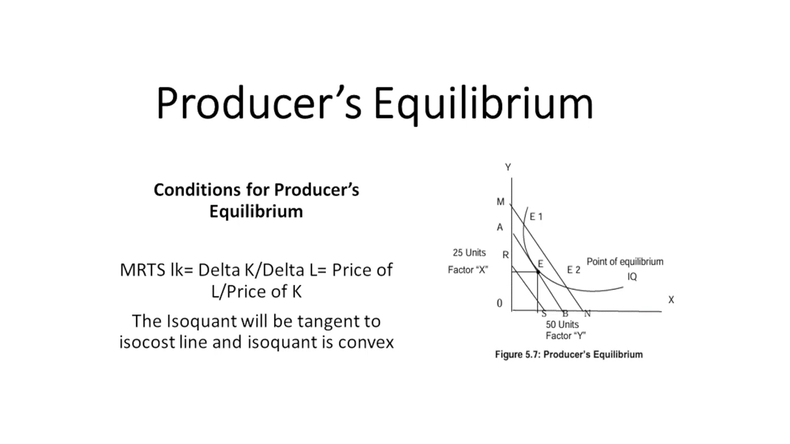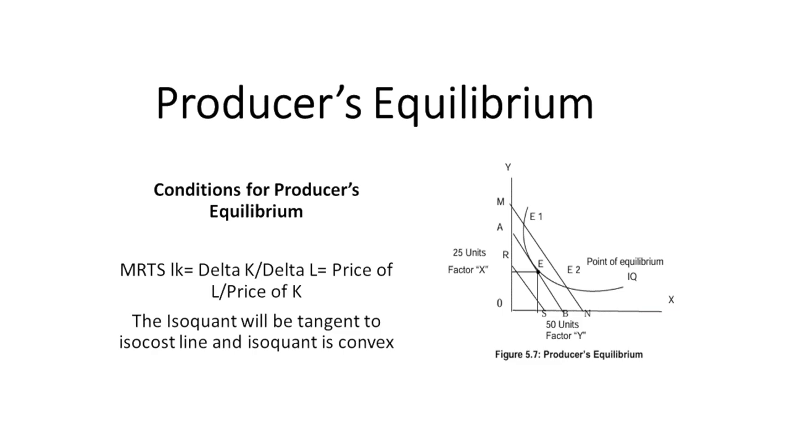Now we see that the producer's equilibrium happens when the isoquant curve becomes tangent to the isocost line. From this diagram we can see point E. Point E is where the isoquant curve becomes tangent to the isocost line AB, and it touches at point E.